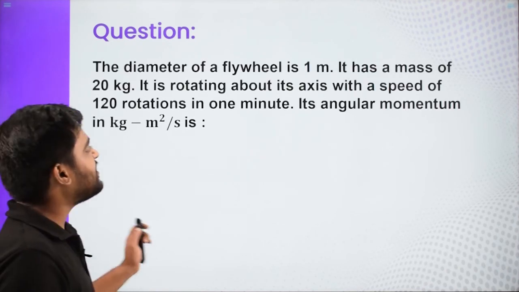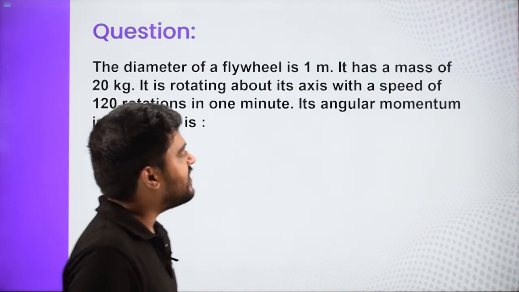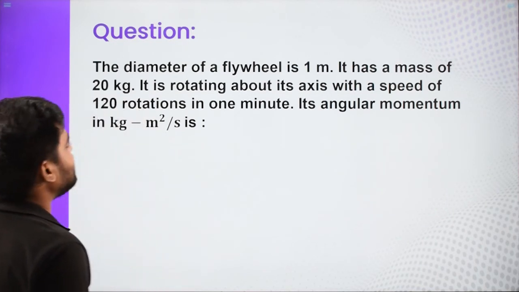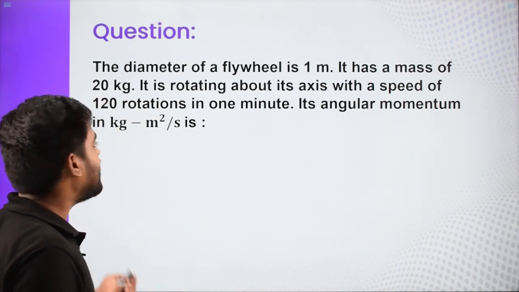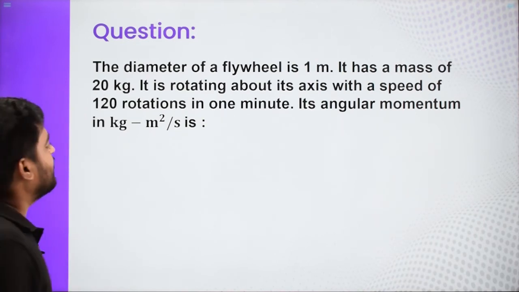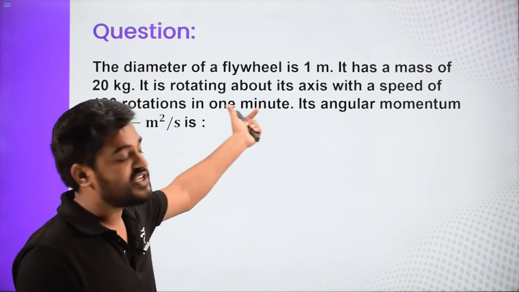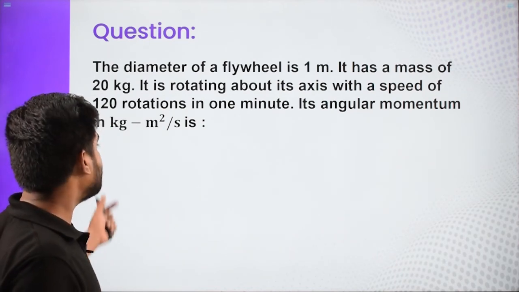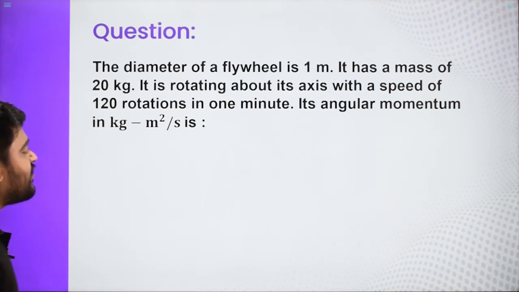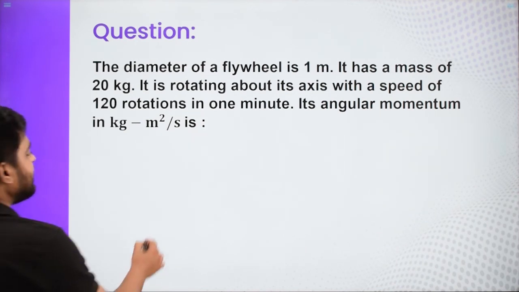Now let us move to the next question. So the next question says that the diameter of a flywheel is 1 meter. It has a mass of 20 kg and it is rotating about its axis with a speed of 120 rotations in 1 minute. So again omega has been given. The angular momentum in kg meter square per second is. So they are asking L vector.